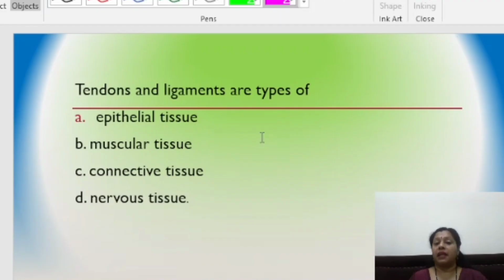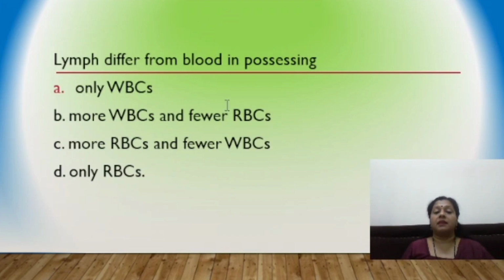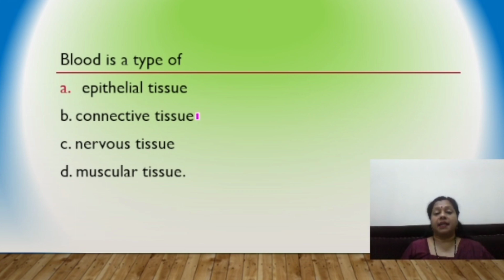Tendons and ligaments are types of connective tissues. What is the difference between tendons and ligaments? Tendons connect bones to muscles, whereas ligaments connect bone to bone. Lymph differs from blood in possessing only WBC, more WBC and fewer RBCs, more RBCs and fewer WBCs, or only RBCs. Actually, the lymph contains only WBC. They do not possess any RBC in it. Blood is a type of connective tissue.